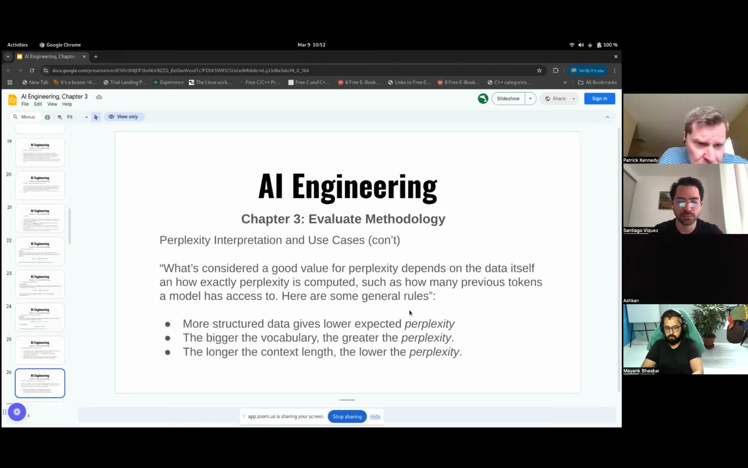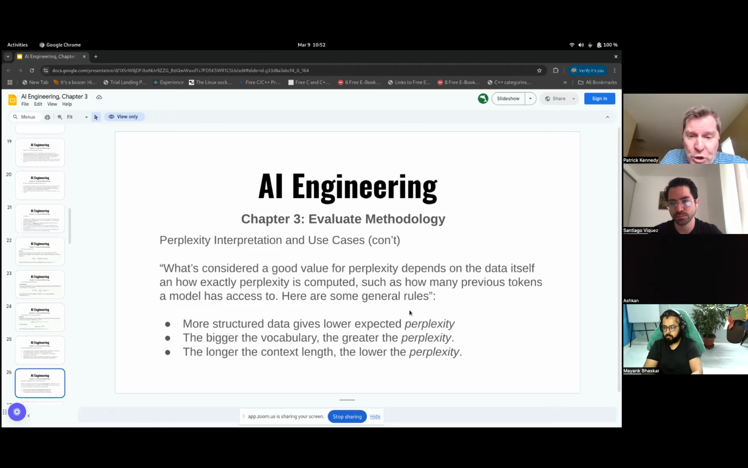Okay, so now slide 26, perplexity interpretation and use cases, continued. I see we were here, and now we're continuing. What's considered a good value for perplexity depends on the data itself, and how exactly perplexity is computed, such as how many previous tokens a model has access to. Oh, I see. Yeah. Here are some general rules.